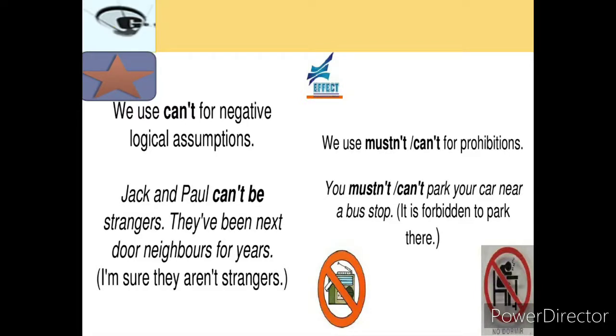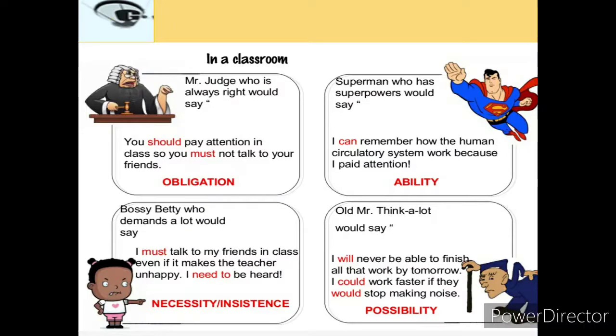We use must not and can't for prohibitions. You must not, can't park your car near a bus stop. It is forbidden to park there. So you must not, can't park your car near a bus stop. So we use must not and can't for prohibitions.